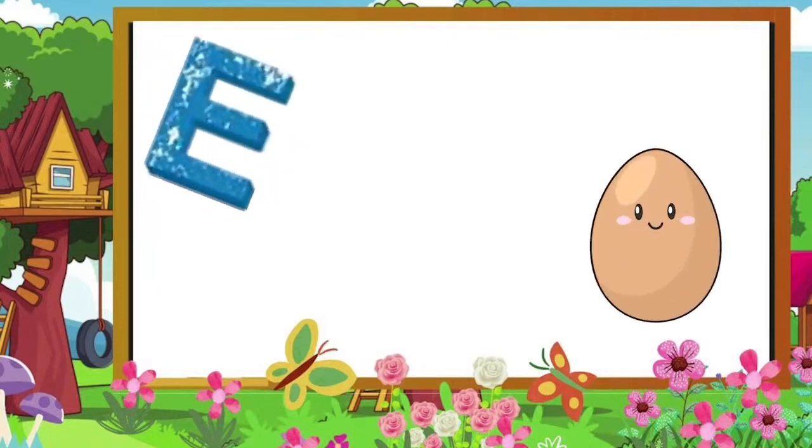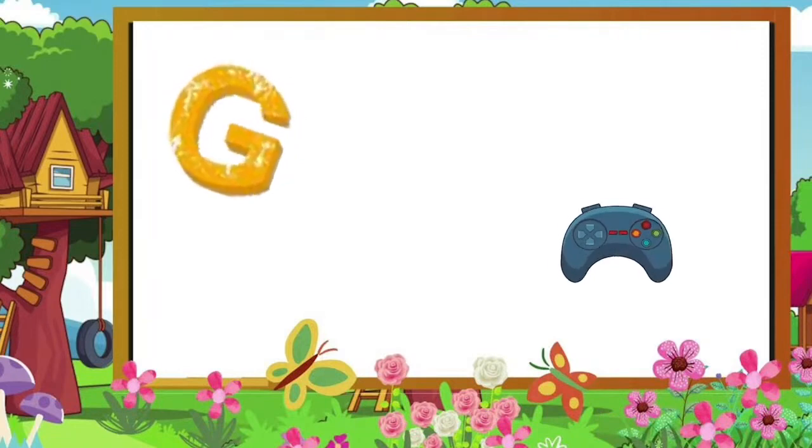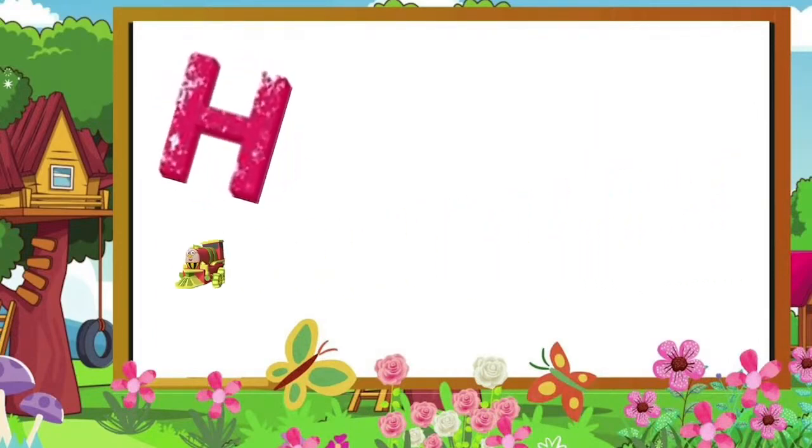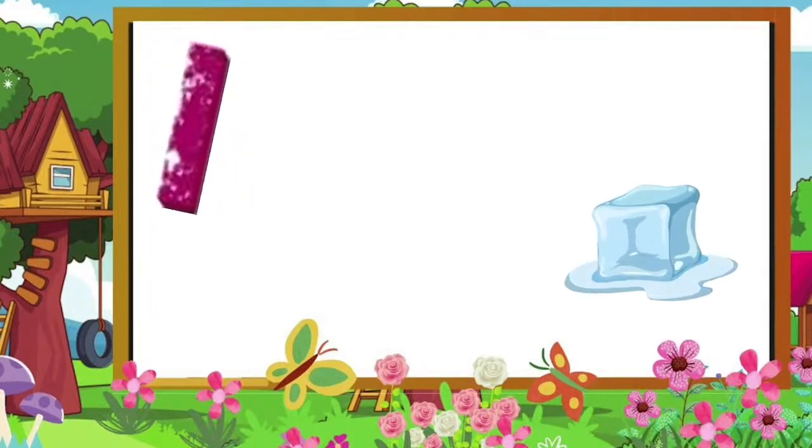D for dinosaur, D for dice. E for egg, E for eggplant. F for fish and F for fan. G for game and G for gift. H for Humpty train, H for hockey. I for ice cube, I for infant.